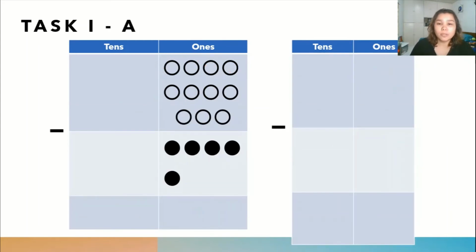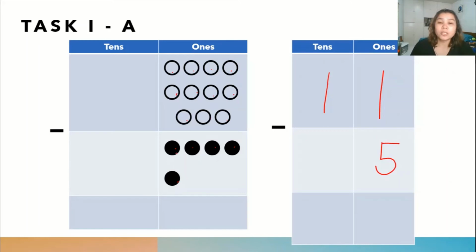Another example, let's count the white chips first for our minuend. So we have 1, 2, 3, 4, 5, 6, 7, 8, 9, 10, 11. So we have 11. So more than 10, nasa may tens na tayo. And then for the black chips, 1, 2, 3, 4, 5.